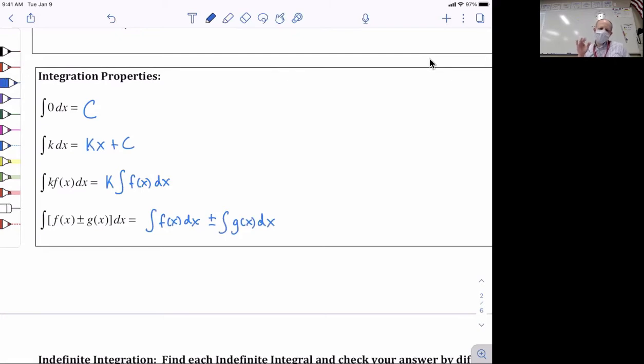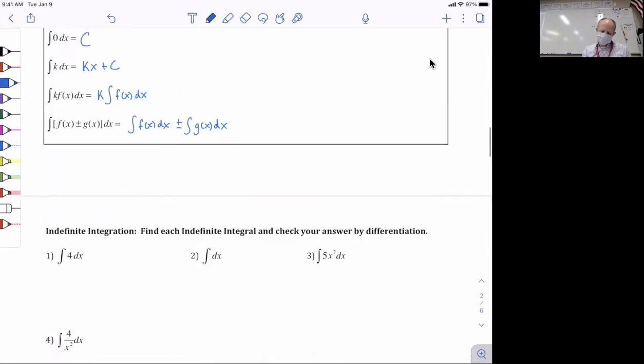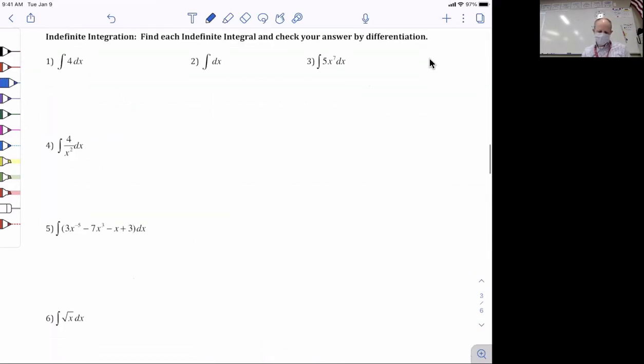Now, it turns out there's no simple rule for the product of two functions in your integral or the quotient of two functions. So we don't really have a product rule or a quotient rule for integrals. There are some techniques we can use to help find those, but we're going to discuss those more later. So let's go ahead and practice this here just a little bit. So we want to find each indefinite integral and then check our answer by differentiation.